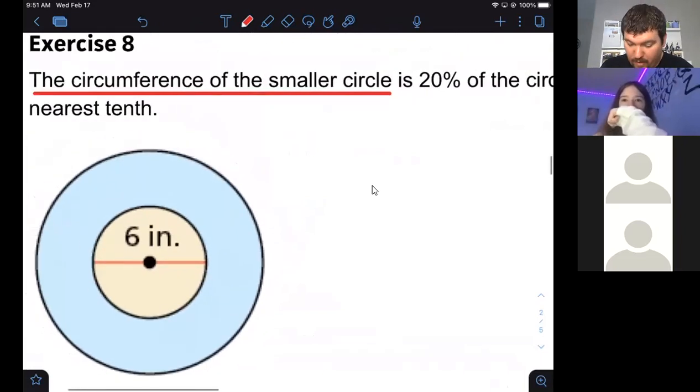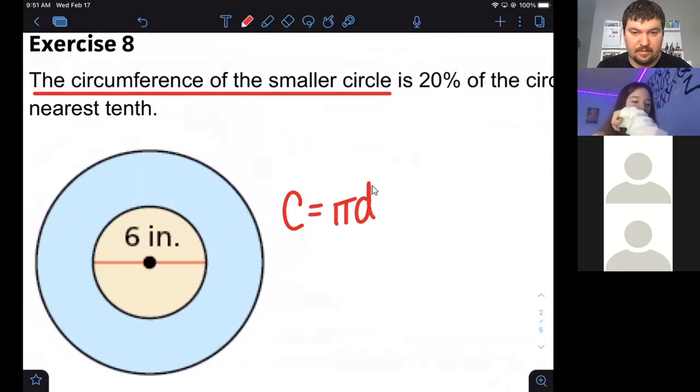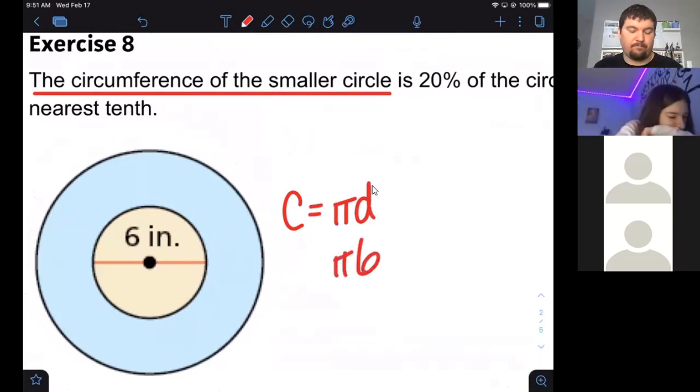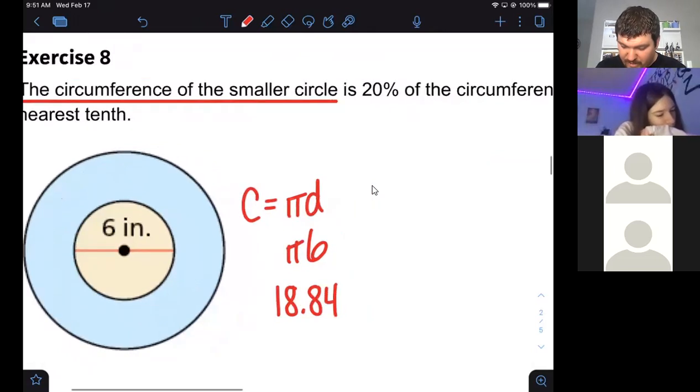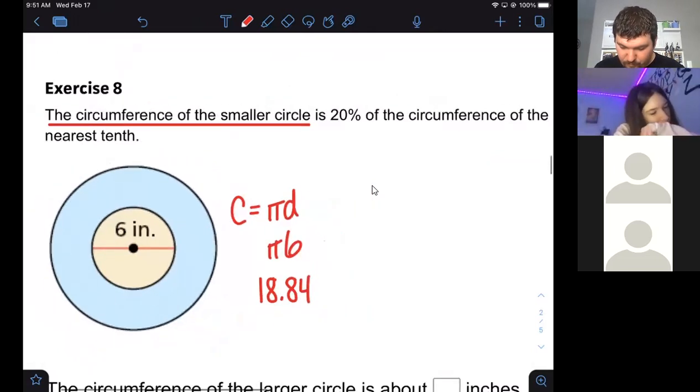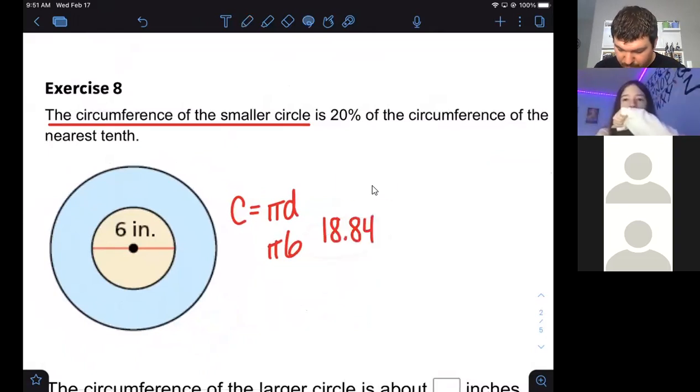I want the diameter because the circumference formula is pi times d, which d obviously stands for diameter. So pi times 6 will give us the circumference of that circle. So 6 times 3.14 is 18.84. I think we've had that one earlier. Okay, so 18.84.